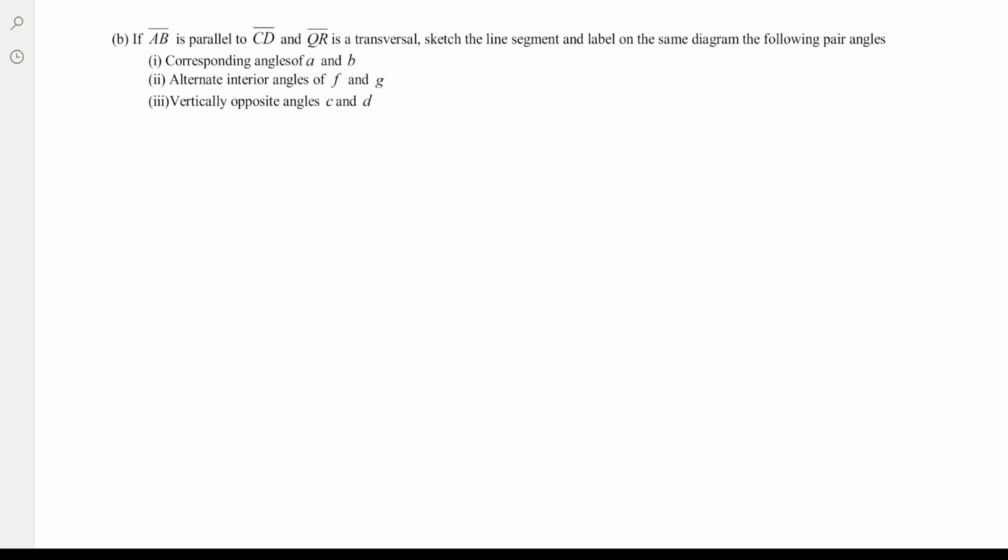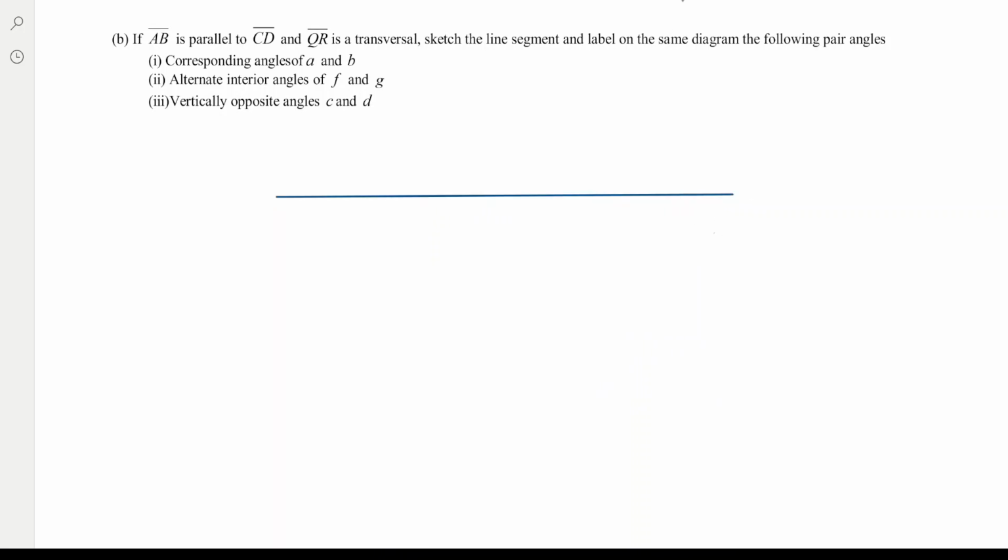We'll be solving this question. It's one of the revision questions we have, dear students. AB is parallel to CD. So we'll be having two parallel lines.